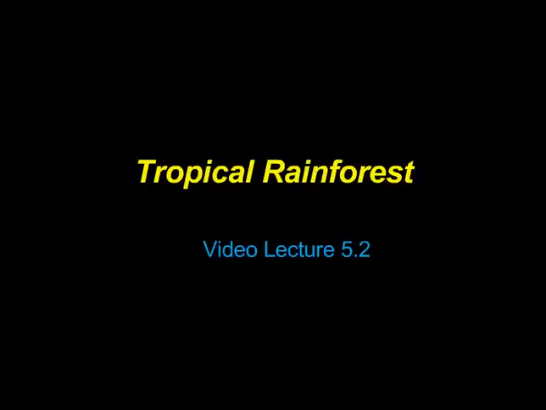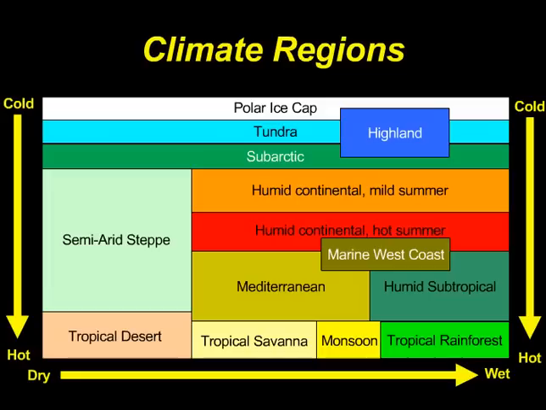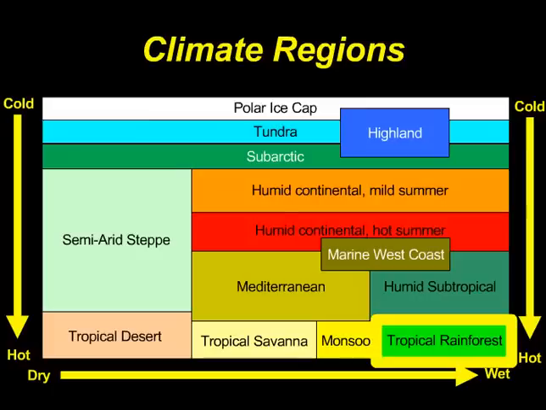Video Lecture 5.2, The Tropical Rainforest. It's a schematic that shows the various climate regions of the world. We'll be focusing in on most of these, but not all, in the following lectures, quizzes, and exams. First off, we'll begin by looking at the tropical rainforest.